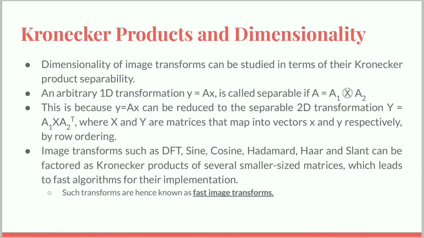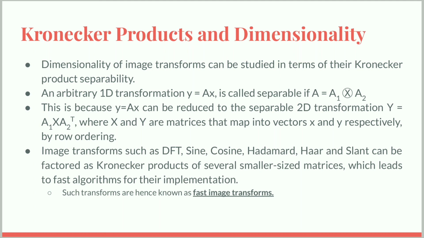Dimensionality of image transforms is studied in terms of their Kronecker product separability. Now, what do you mean by a Kronecker product? It will be discussed in an upcoming slide. An arbitrary one-dimensional transformation represented as y = Ax is called separable if A can be represented as a Kronecker product of smaller matrices. If y = Ax can be reduced to the separable 2D transformation Y = A1 X A2 transpose, where X and Y are matrices that map into the vectors x and y respectively by row ordering, then you can say that the arbitrary transformation y = Ax is separable.